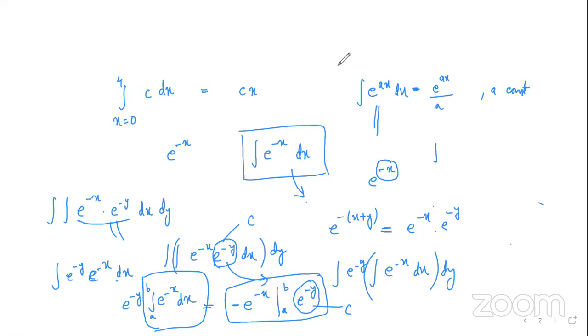Sorry. It is e to the power minus x times e to the power minus y. What will it be if it was e to the power minus x plus e to the power minus y? E to the minus x plus e to the minus y. Right, ma'am. Okay.